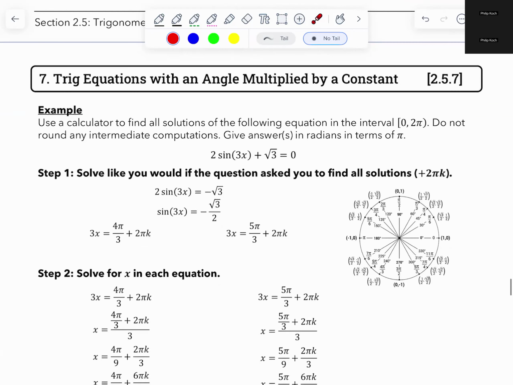So we try and solve the thing. Just ignore this for a second and call it theta. You can do a substitution. Solving this equation right here, subtract square root 3, divide by 2, you get sine of 3x is equal to negative square root 3 over 2. So that would mean that the inside is either going to equal 4 pi over 3 plus 2 pi k, or 5 pi over 3 plus 2 pi k, because those are the two places where sine will equal negative square root 3 over 2.